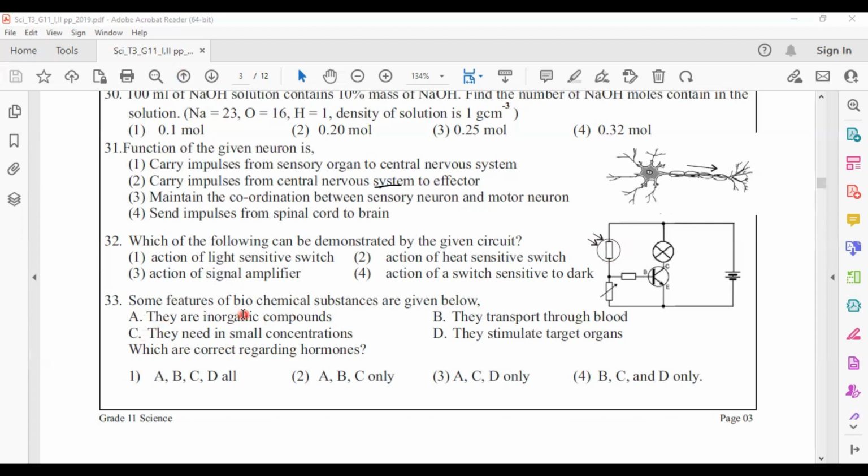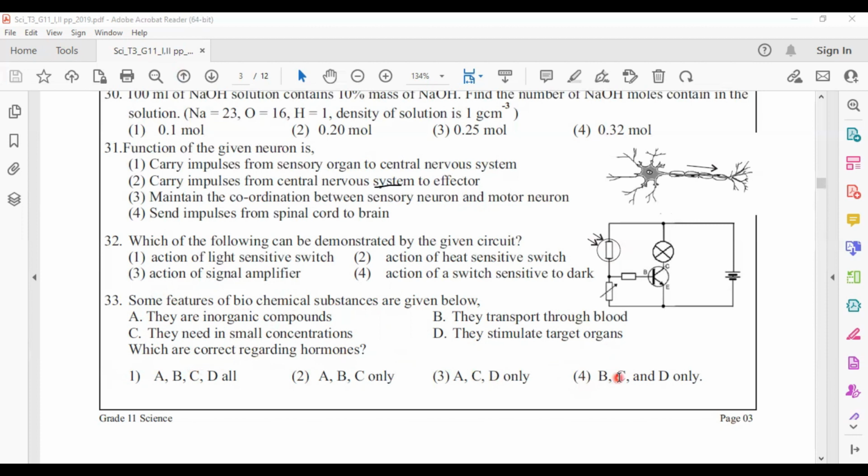33. Some features of biochemical substances are given below. A. They are inorganic compounds. B. They transport through blood. C. They are needed in small concentrations. D. They stimulate target organs. Which are correct regarding hormones?